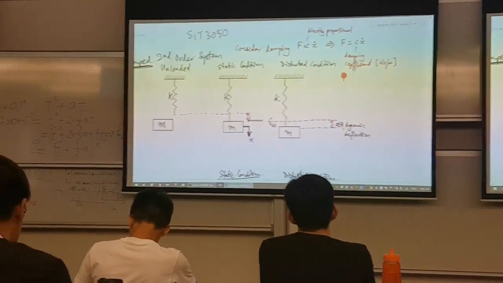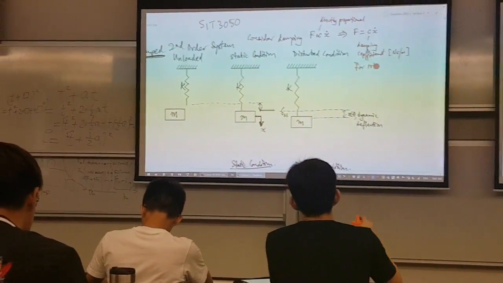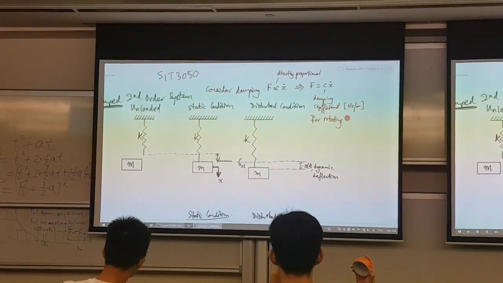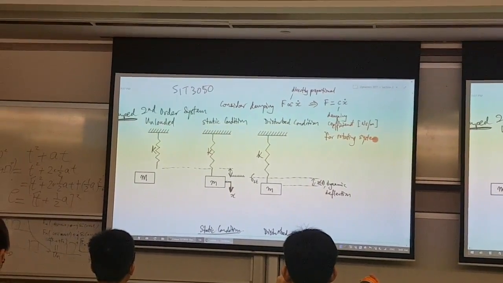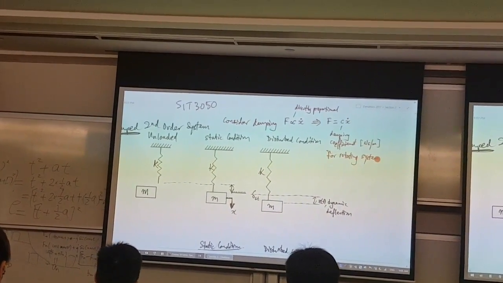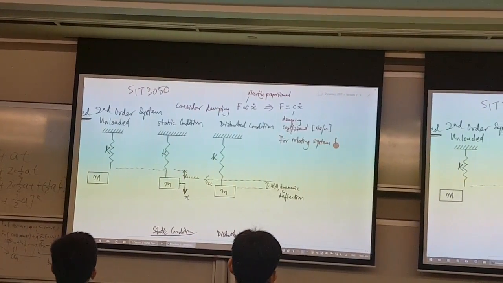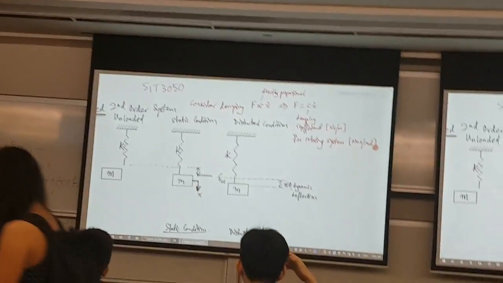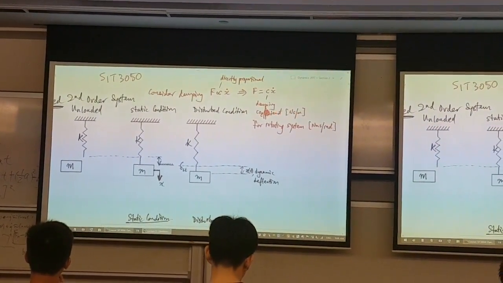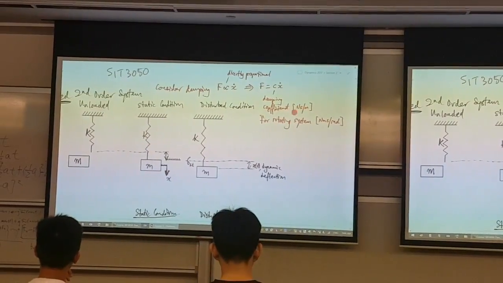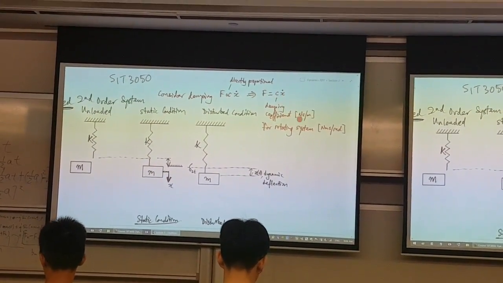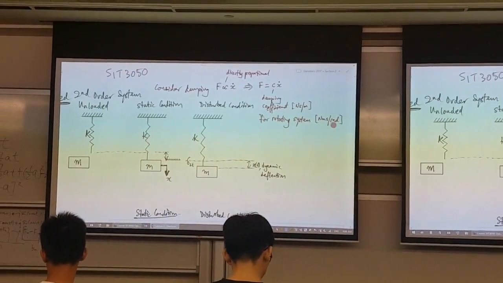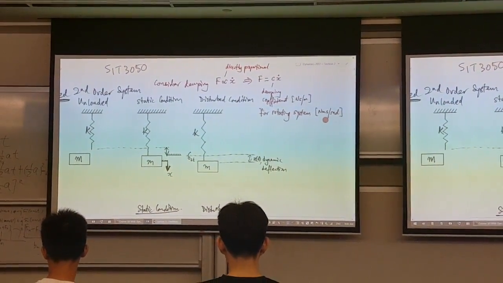For a rotating system, and later on there'll be an example to show you a rotary system, the units would be newton meter seconds per radian. So this is for a translational system, the units for the damping coefficient, and this is for a rotating system, the damping units will be given like this.